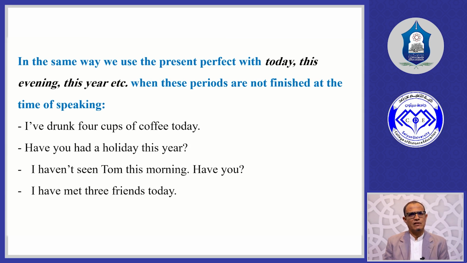But if that period of time finished, we can use the past simple tense. For example, if now we are at midnight, we can say, I met three friends today. But now, because the period is still not finished, we can say, I have met three friends today.